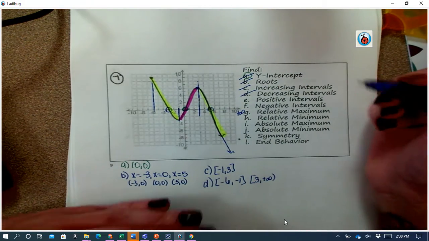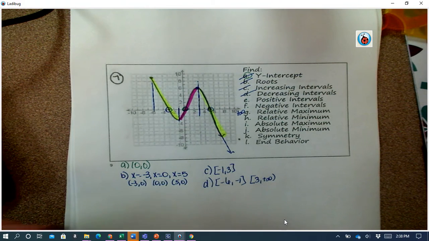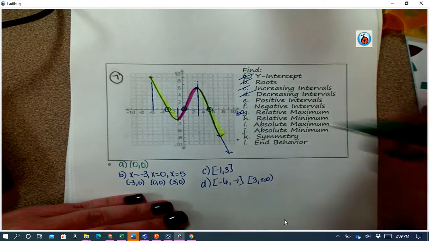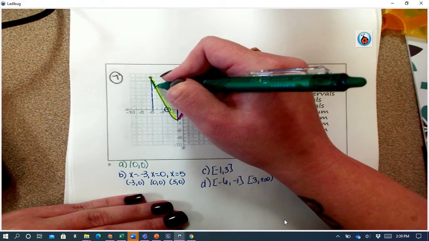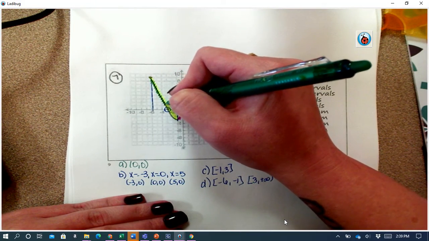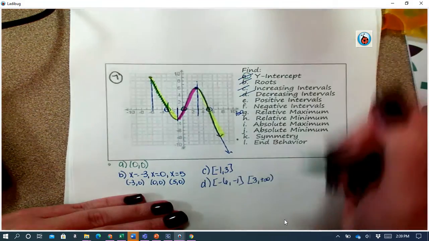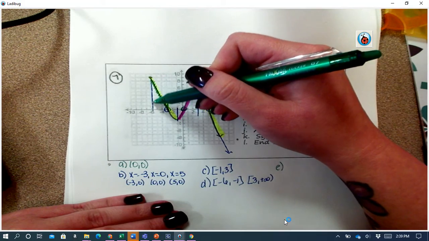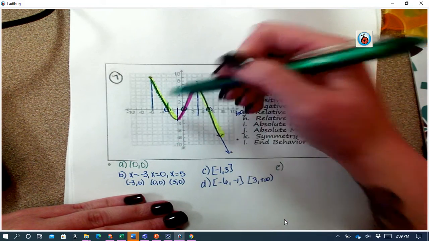Positive intervals are the sections of the graph that are above the x-axis. So that's going to be this section right here. So for part E, the x values are from -6 to -3.